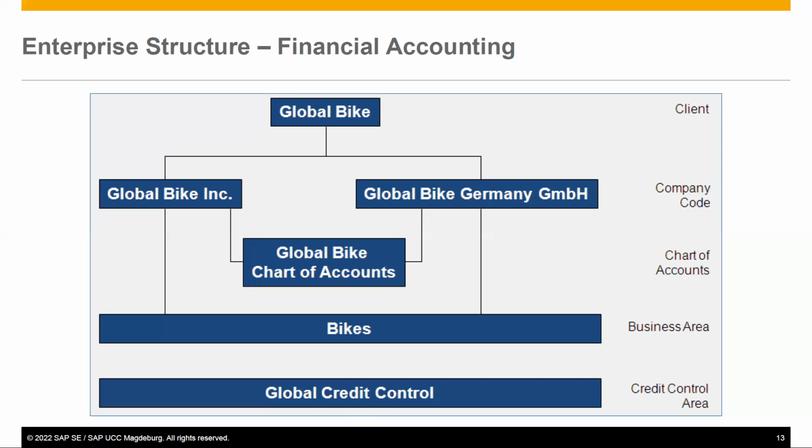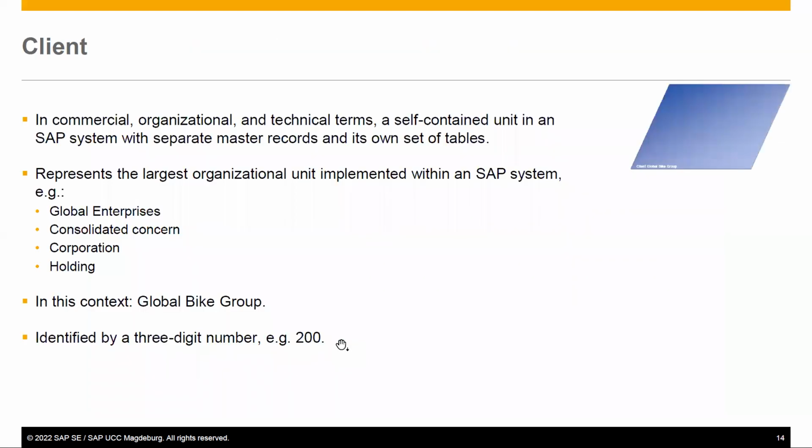So what was the first step? The first step is to enter the enterprise structure, or enter the organization data. Organization data is the same as enterprise structure data. As we know, the client is the global enterprise, or a consolidated concern, or holding, or corporation.